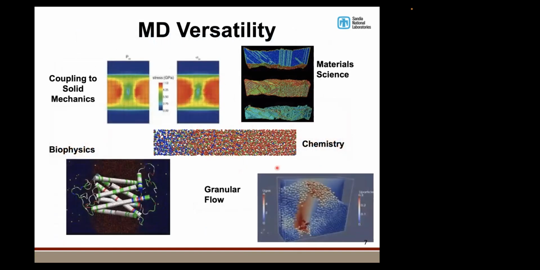Okay, so what can you use molecular dynamics for? Well, a very classic application is material science. So you can look at metals, you can look at defects or cracks. You can also look at chemistry, so bonds breaking and forming. You can look at biophysics, such as proteins folding, granular flow, so like particles, like a packed bed or dust or some sort of granular flow, as well as coupling to solid mechanics.